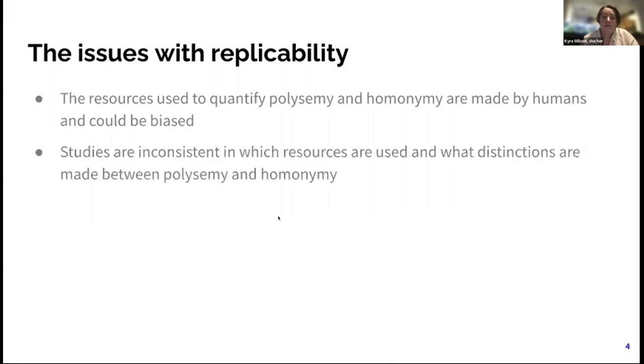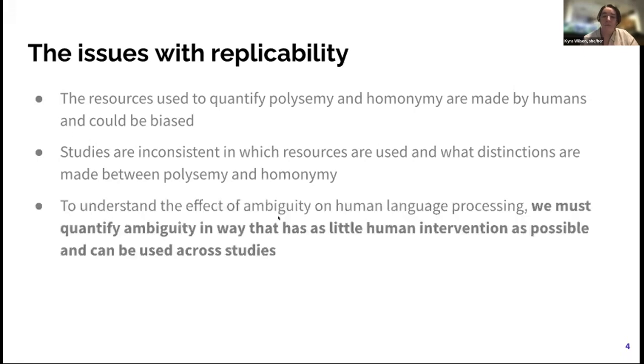Additionally, studies are inconsistent about which resources are being used or what distinctions are made between homonymy and polysemy. One study might use one dictionary while another study uses WordNet, and there's no guarantee that those resources are making the same distinctions. So this makes it difficult to establish replicable effects across experiments. So because of these limitations, we would like to find some way to quantify homonymy and polysemy that is not reliant on resources created by lexicographers and has a clear criteria as to what distinguishes a related sense from an unrelated meaning.